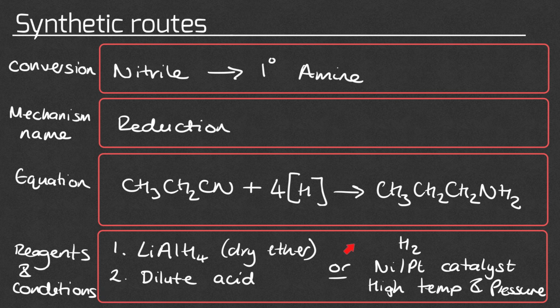Alternatively, you could use hydrogen gas with a nickel or platinum catalyst at high temperatures or pressures. This method is typically used to produce an amine over the production of an amine from a halogenoalkane, as it only produces a single primary amine product without any possibility of side reactions taking place. There isn't a mechanism you need to learn for this reaction.